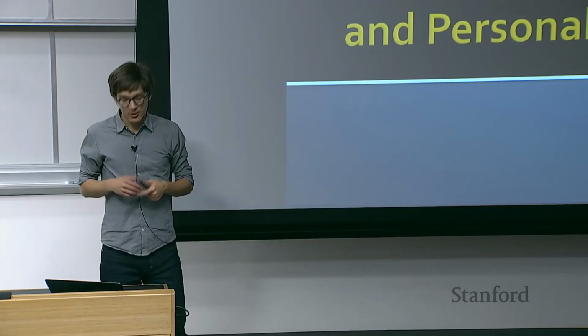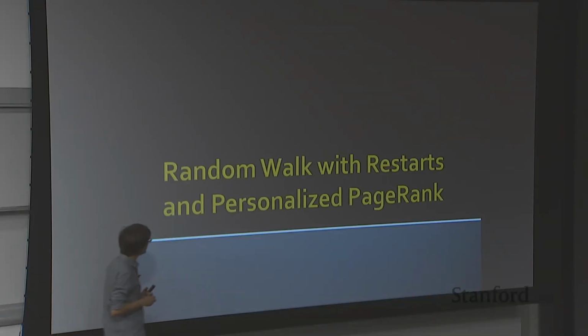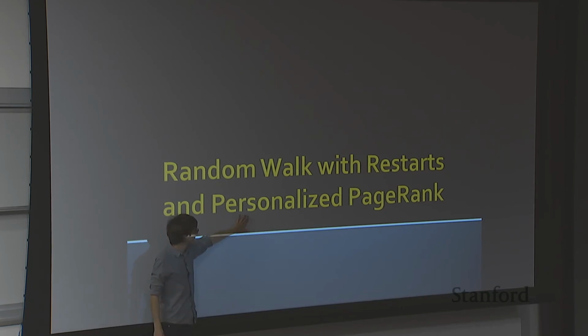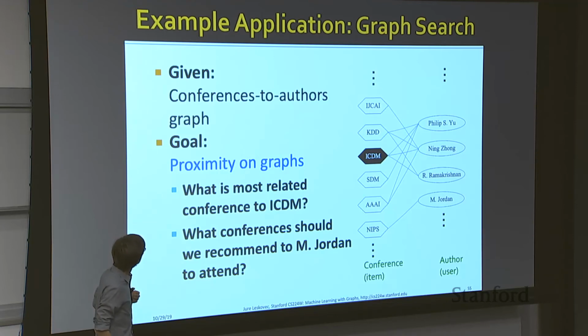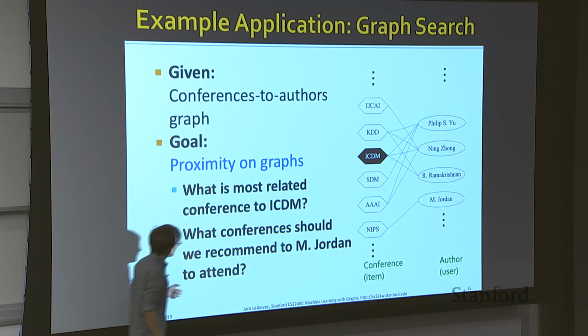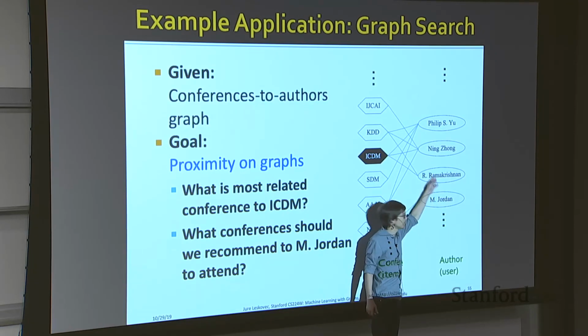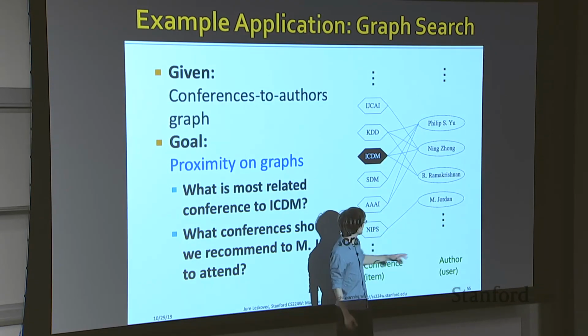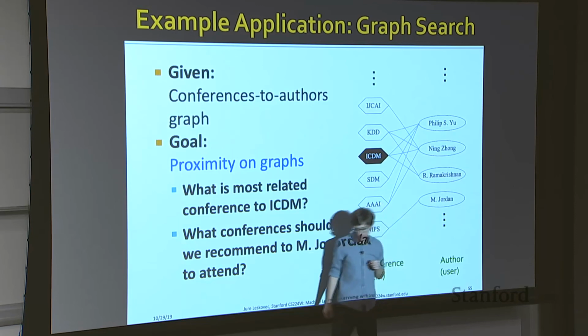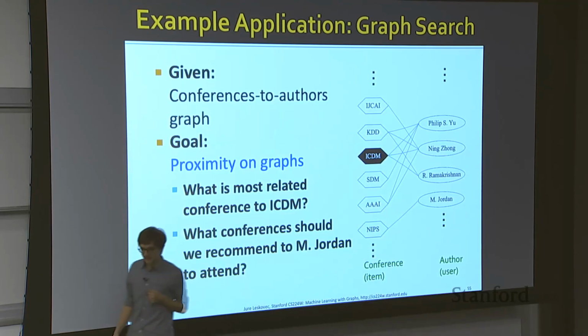So let me now show you one application of this, and we'll talk about the notion of personalized PageRank, and we'll talk about random walk with restarts. Imagine you have a graph of computer science conferences and authors, professors who publish at those conferences. And you connect a professor with a conference if the professor publishes at that conference.